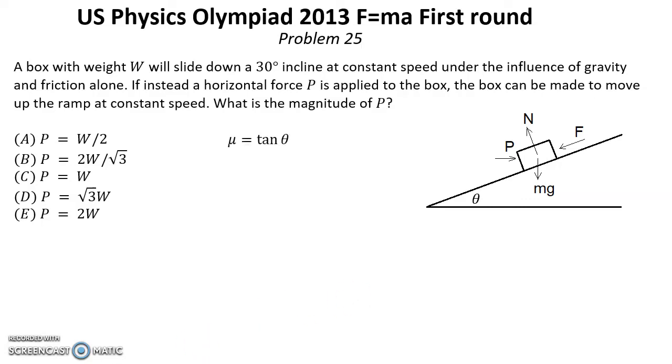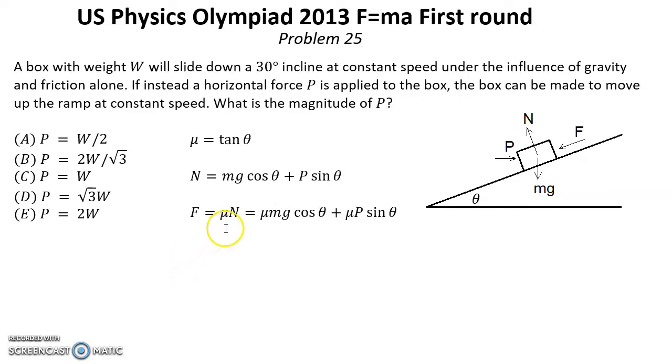Next step, let's find what the normal force is. From this picture we can find that normal force equals mg cosine theta as usual, plus force P multiplied by sine theta. Next step is to find the force of friction. Force of friction equals mu multiplied by normal force, or this expression. And the last step is to make an equation along this incline.